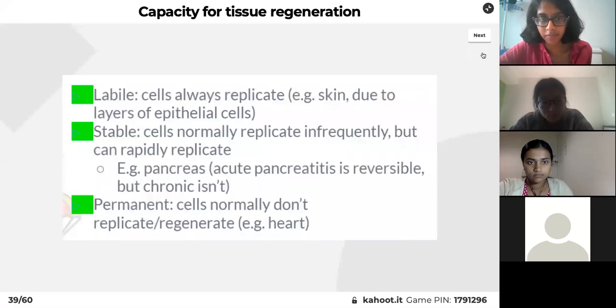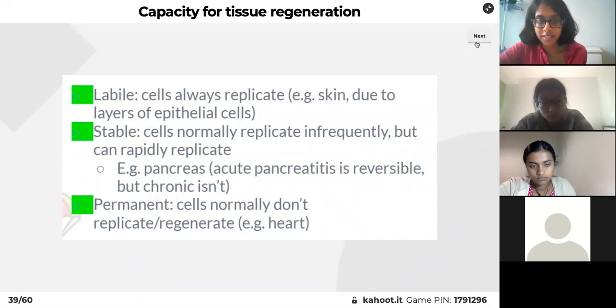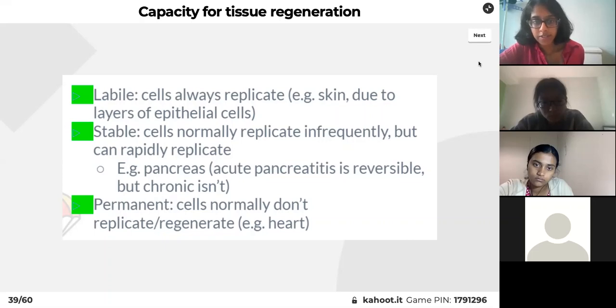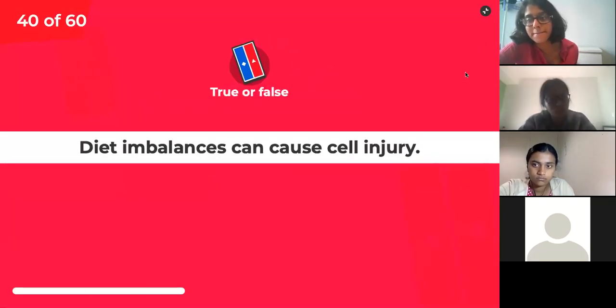That's a quick revision. Yep, so labile cells always replicate, like skin. Stable cells normally replicate infrequently, but they can rapidly replicate. So that's kind of the benefit of them. Just as an example, pancreatic cells are stable. So this is why acute pancreatitis is reversible, but chronic isn't. And permanent cells just don't replicate or regenerate, like your heart. Yeah, that becomes important.